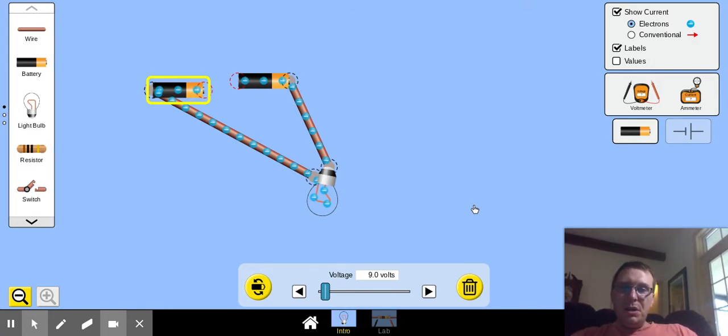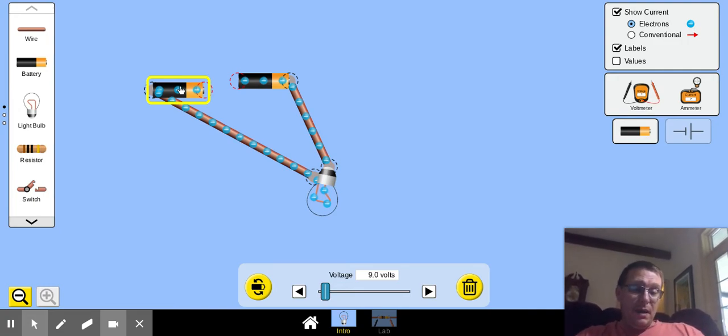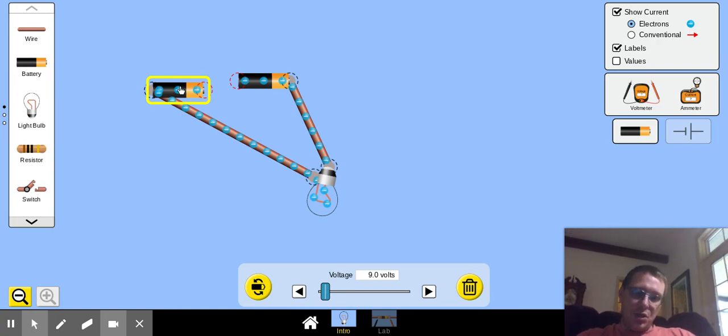But what you're going to be doing is adding more batteries, seeing how it affects the brightness. And then you're going to be adding more light bulbs, keeping the battery number the same, seeing how that affects the brightness of the bulb. Okay. And then we're going to bring this all together in the next assignment, where we learn about Ohm's law and what voltage, current, and resistance actually do. How do they affect one another?